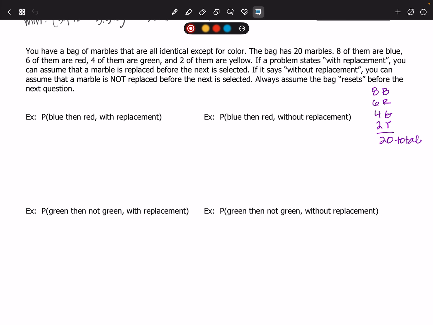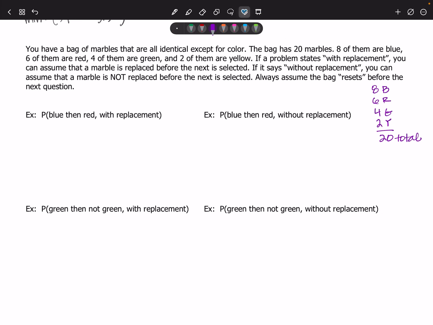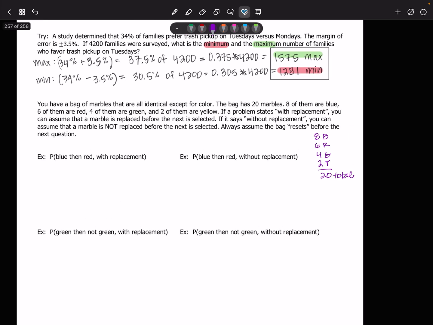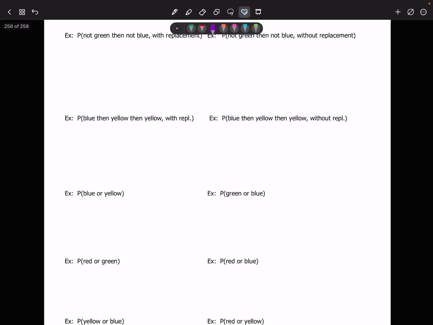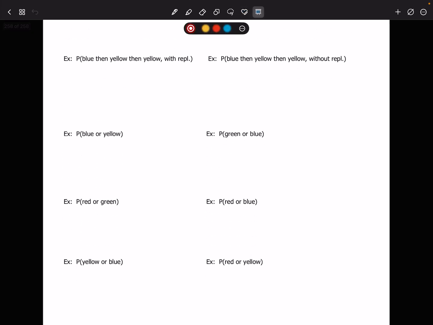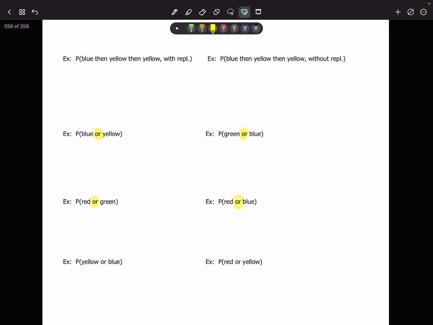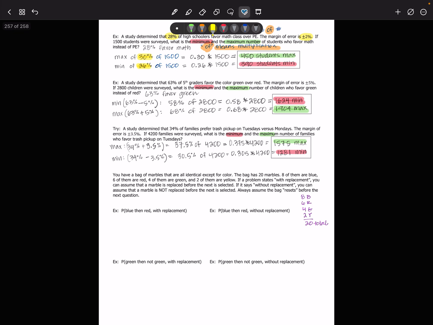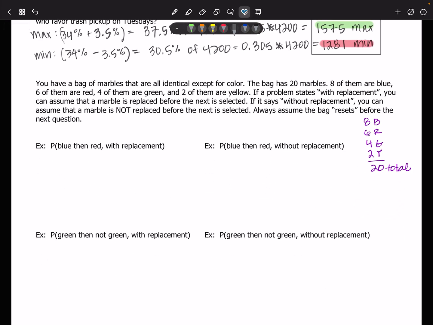First problem says, what's the probability of choosing blue and then red with replacement? And we've got a lot of these. Blue, then red without replacement, green, then not green with replacement. And then when we get a little bit deeper in, we start just seeing this word or. So then it says just blue or yellow, green or blue, red or green, red or blue, yellow or red. So there's a difference between and or.